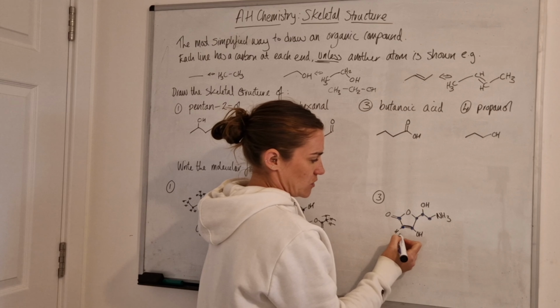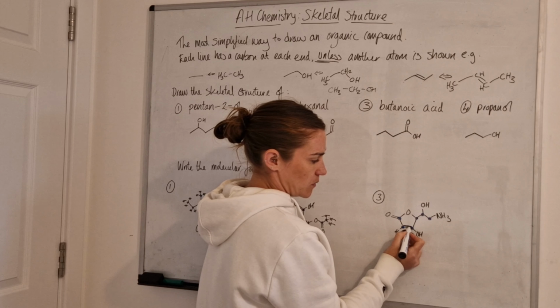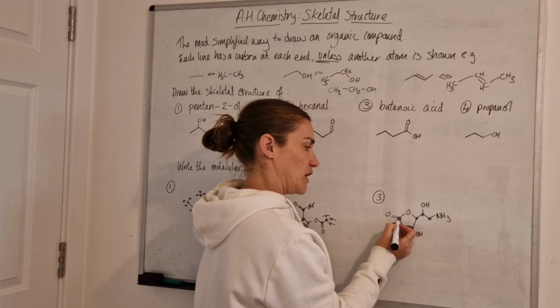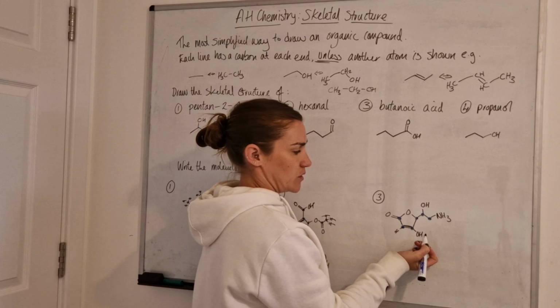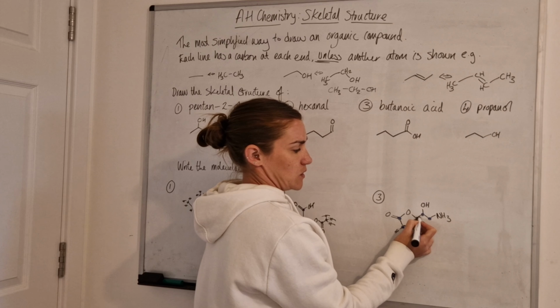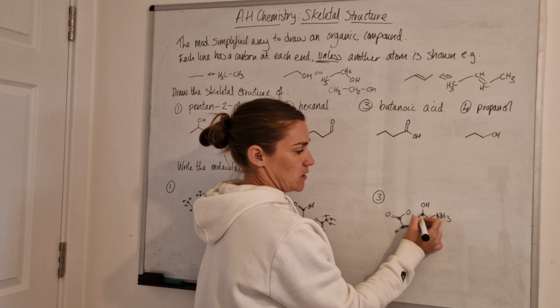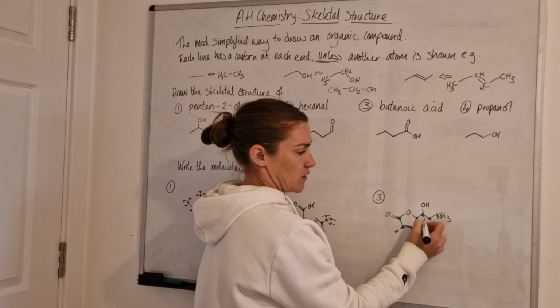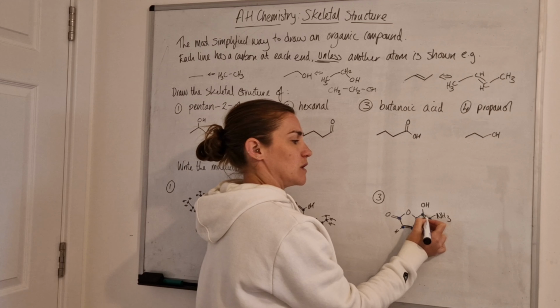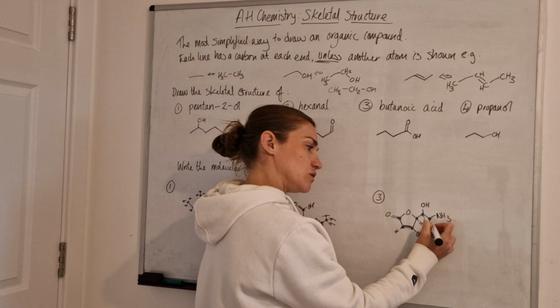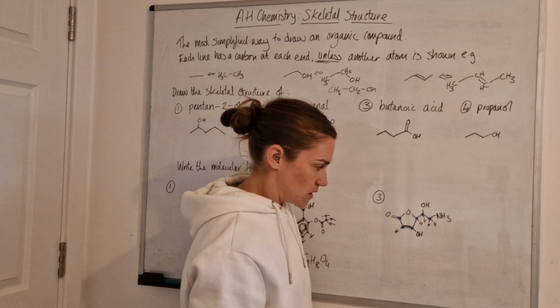So if we put on our hydrogens now, this carbon here has made 1, 2, 3 bonds, so that's going to have 1 hydrogen. This one here has made 1, 2, 3, 4, so that's not going to have any. This one's made 1, 2, 3, 4, so it's not going to have any. This one's made 1, 2, 3, so it's going to have 1 hydrogen. This carbon here has made 1, 2, 3 bonds, so that's going to have 1. This carbon here has made 1, 2 bonds, so that's going to have 2 hydrogens, and then that's us.